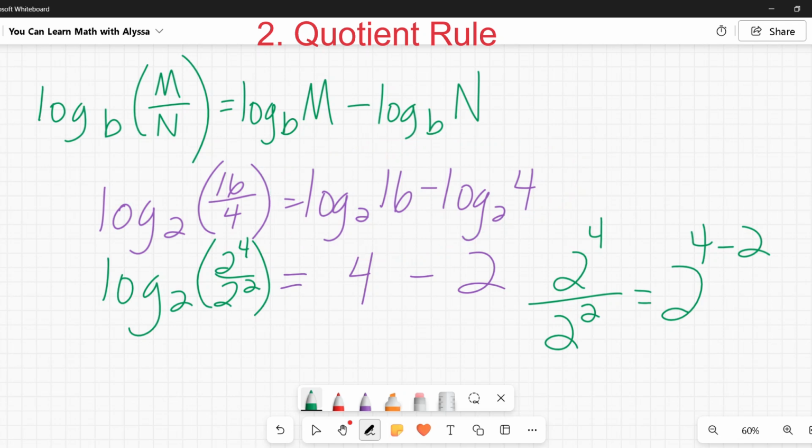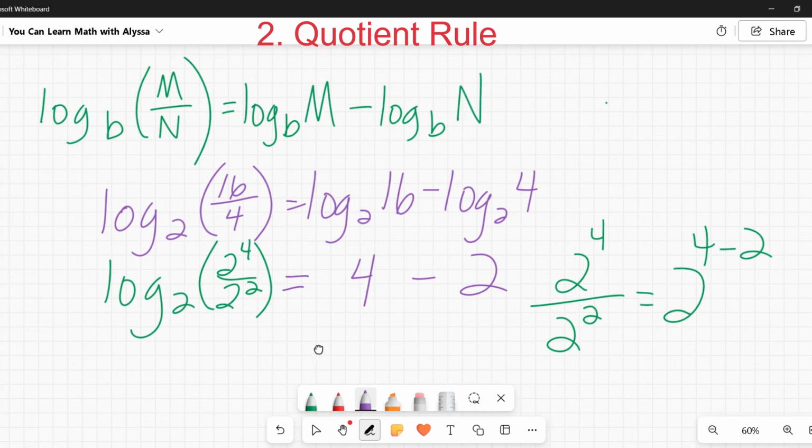That's what logs do. That's why we use them. We're saying, is 2 to the power of what equals 4? That's what a log is saying when we say log base 2 of 4. So we're trying to figure out what these exponents are. And this one is saying the exponent is 4, and then we're subtracting the other one, which was 2. And over here, 4 minus 2. This is the relationship. This is why it's working.